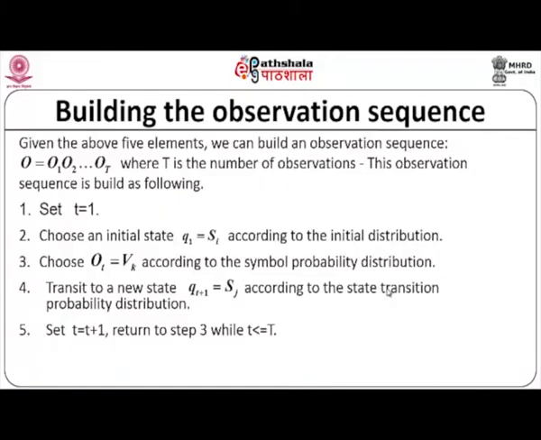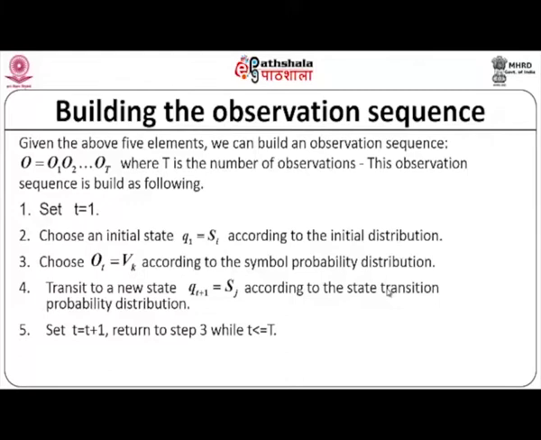Now, before we go into that, let us see how an observation sequence can be built. Given the above 5 elements, we can build the observation sequence O equal to O1, O2 to OT, where T is the number of observations. This observation sequence is built as follows. You set the time t equal to 1, choose an initial state qi equal to Si according to the initial probability distribution. Then choose Ot equal to Vk according to the symbol probability distribution. According to the symbol probability means what is the probability that at that state Si, this particular symbol comes.